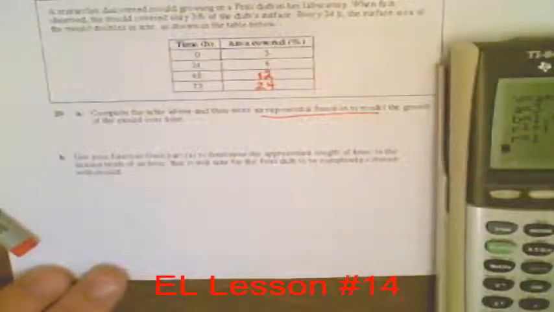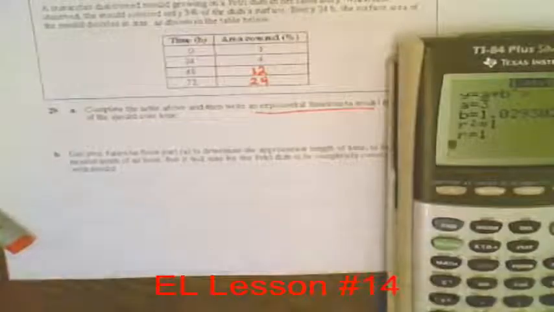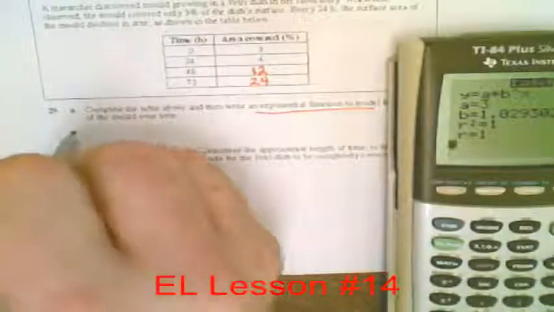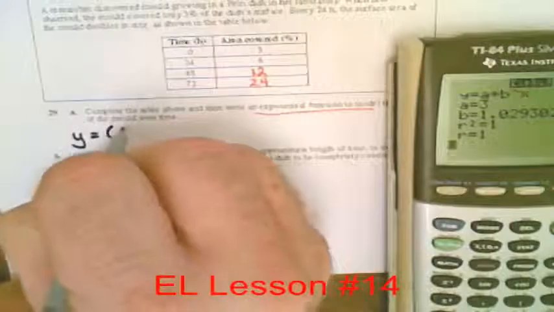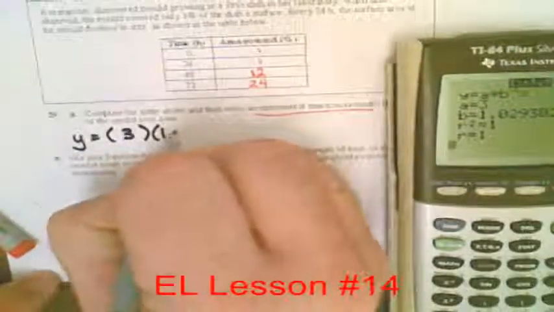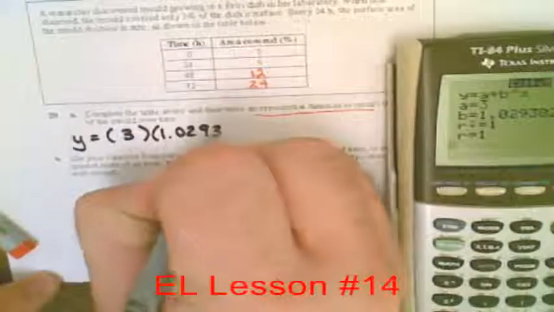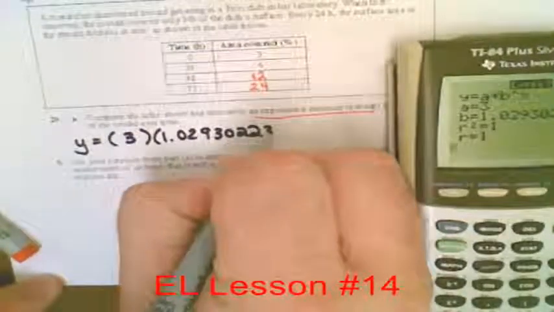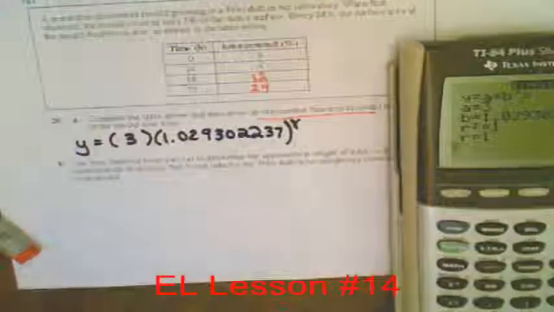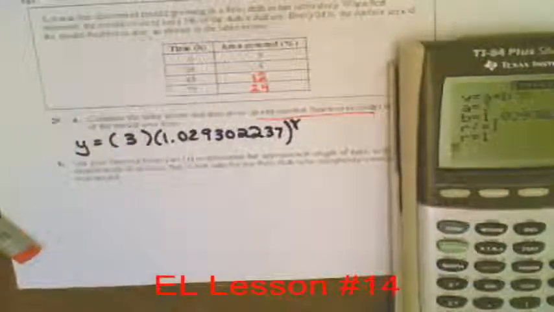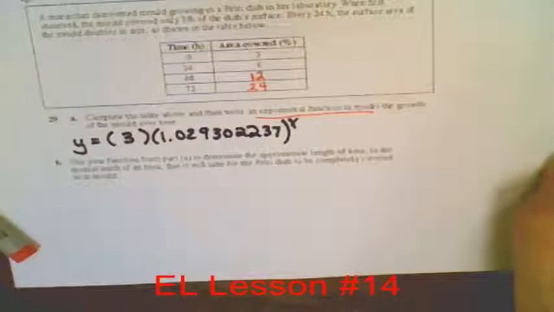It's telling you that the a is 3 and the b is 1.029302237. Okay? If it says round, round. If it doesn't, then don't. So continuing on, my equation is going to be y equals, my a value is 3, my b value is 1.029302237 to the power of x. Excuse me. Once that's done, there's my equation.